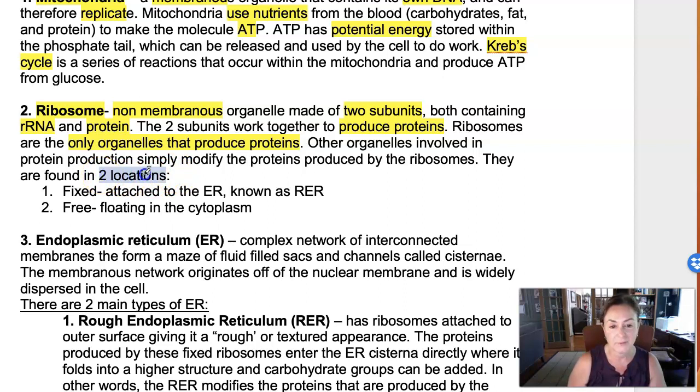And you can find ribosomes in two spots in our cell. They're either floating around in the cytoplasm free, those are free ribosomes, or they're fixed, meaning that they're attached to the ER, and that's the relationship to the ER that I'll talk about next. So taking a look at a cell.